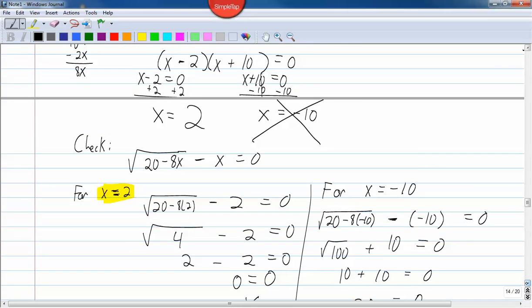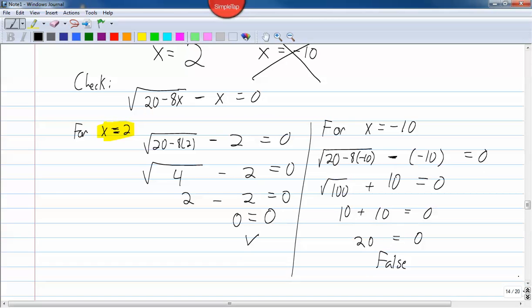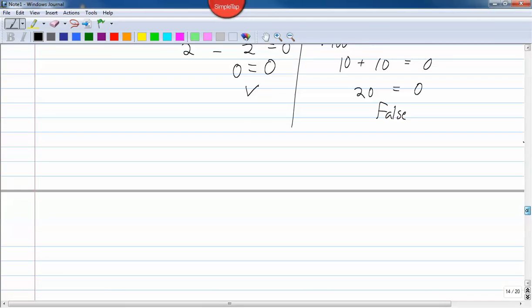If you don't check them in the original equation, then you're probably going to miss it. Not probably, but maybe, because one of them may not work out, both of them may not work out. If they both don't work out, then it's no solution. They may both work out. So if you don't check, you're just kind of guessing from that point on.